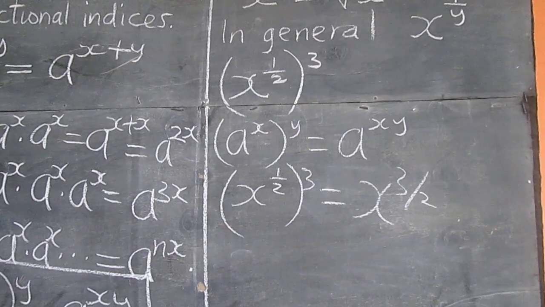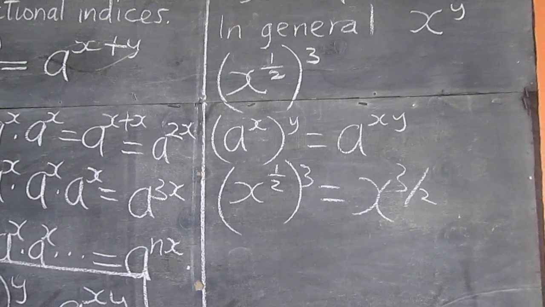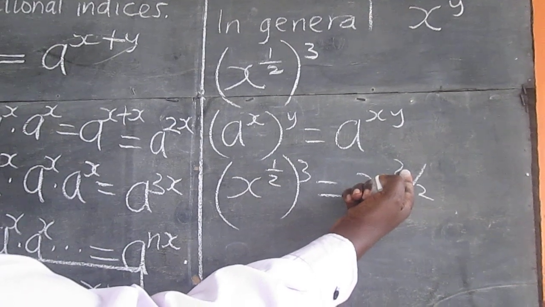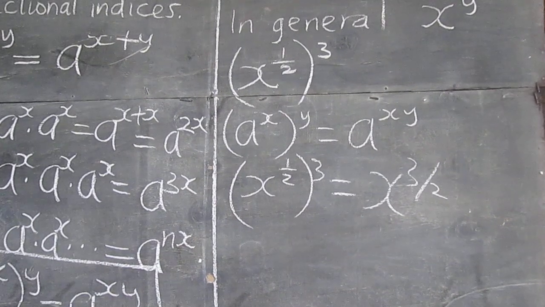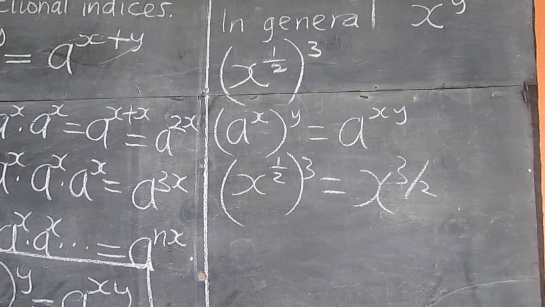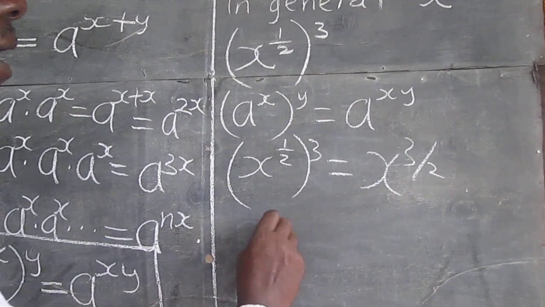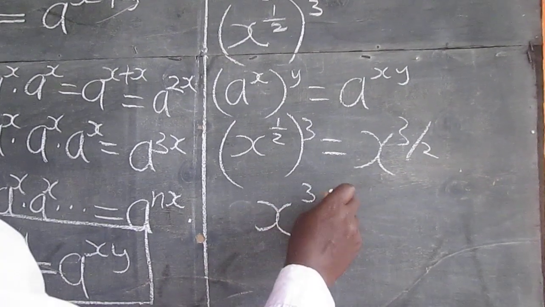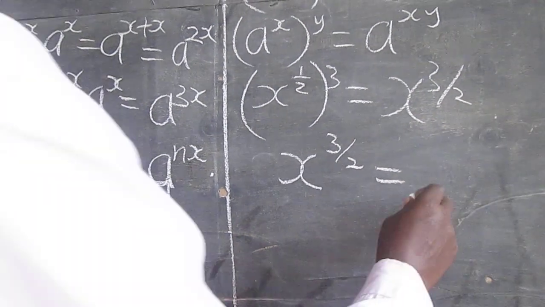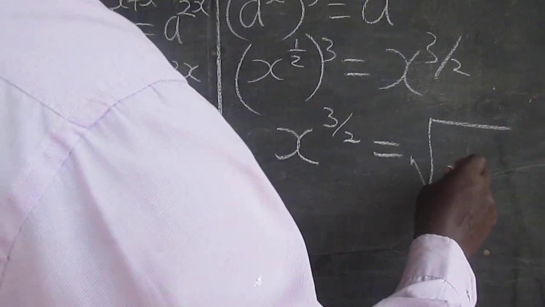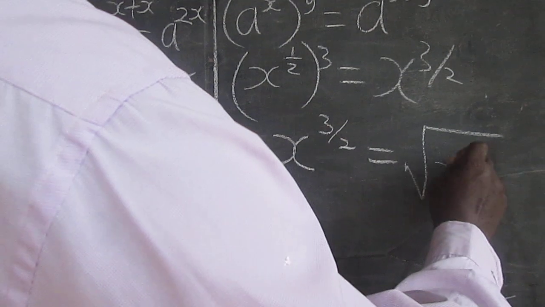From there, therefore, we can see that what comes to the numerator is the power. And so we can understand that x raised to the power of 3 over 2 means the square root of x raised to power 3.